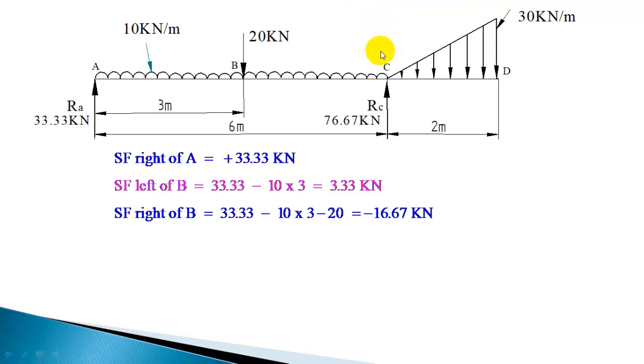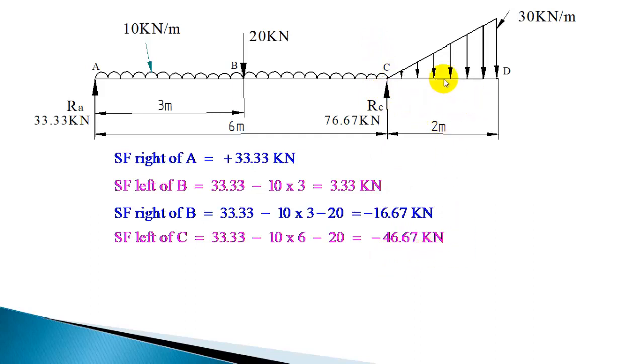Now you have to take left of C. Left of C, the summation will be 33.33. You can consider the total UDL, that will be minus 60, minus 20. 33.33 minus 60 minus 20, you will get minus 46.67. So left of C is minus 46.67.